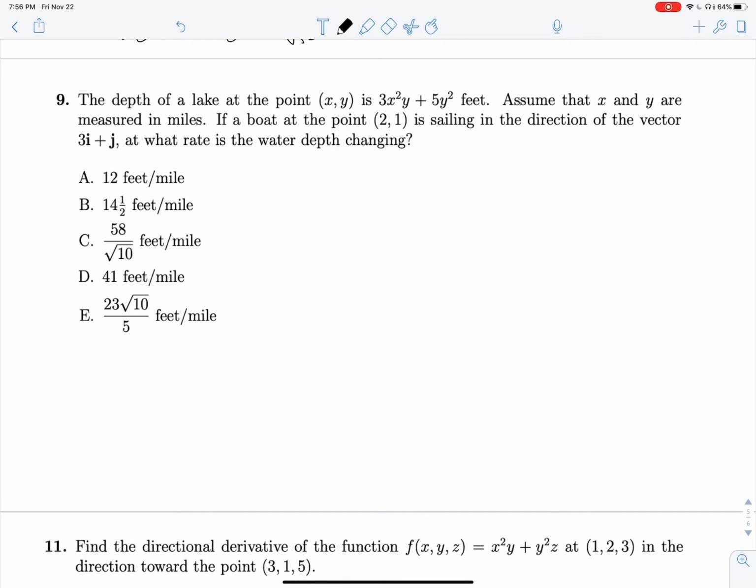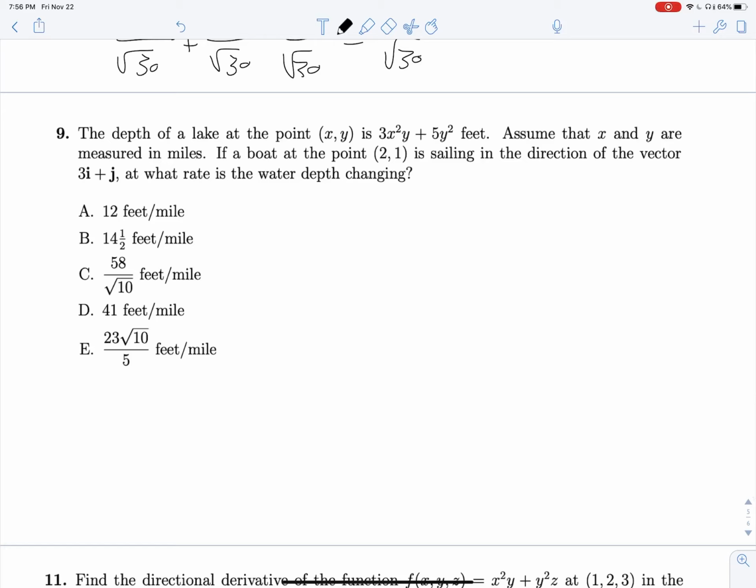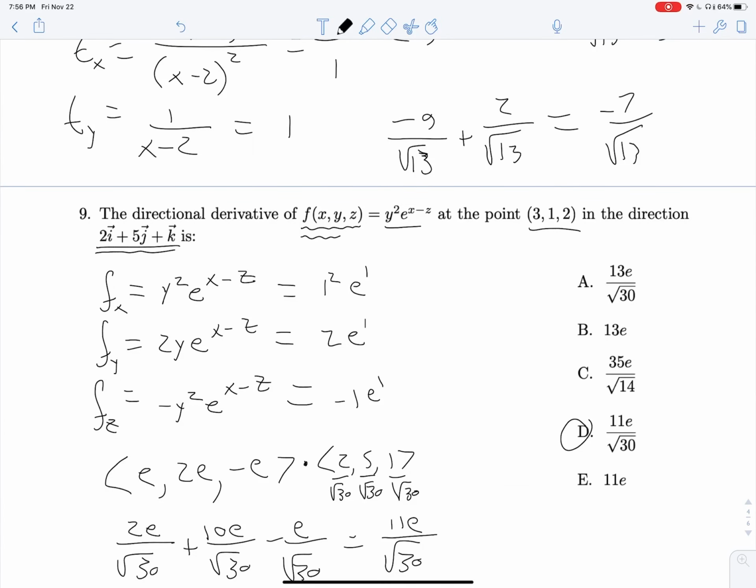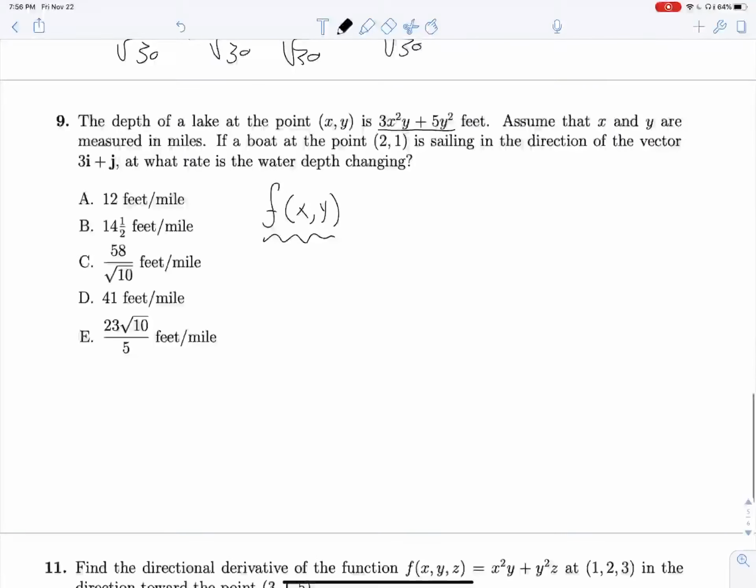So the depth of the lake at a point x, y is that. So the depth of a lake is analogous to whatever we're getting out of any of these functions here. So this f of x, y, z could be modeling something like the cooling of a metal after it's in contact with a heat source or something. It doesn't really matter what it's modeling as long as we can express it in terms of a function. So f of x, y, they're saying that that's equal to 3x squared y plus 5y squared.